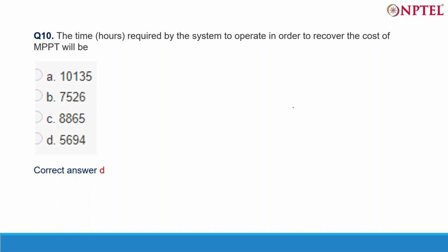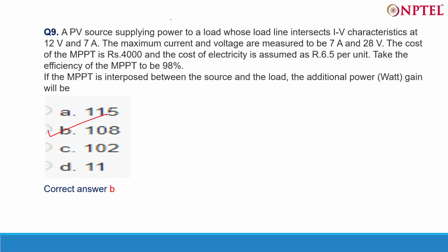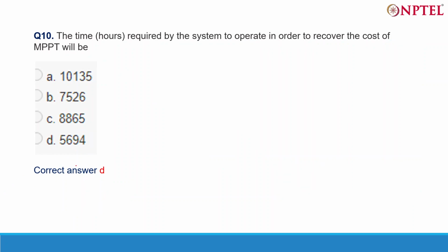The time required by the system to operate in order to recover the cost of the MPPT. These are joint questions. The data is given here, so you need to use the data of the previous question for solving this question also. So the correct answer for this is 5694.